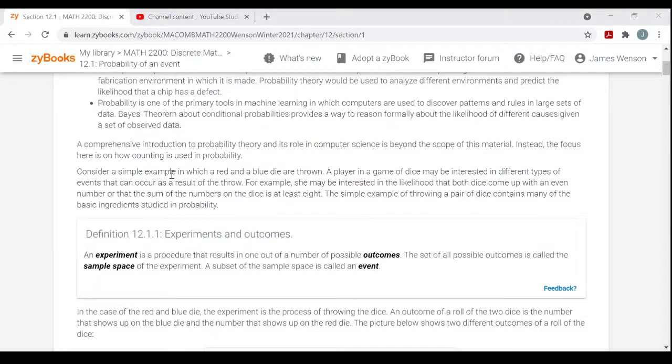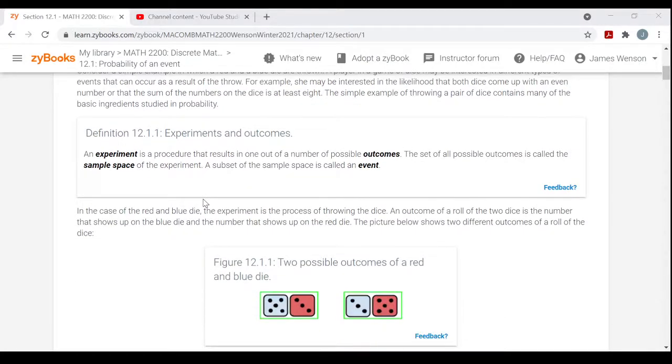So consider a simple example in which a red and a blue die are thrown. A player in a game of dice may be interested in different types of events that can occur as a result of this throw. For example, she may be interested in the likelihood that both dice come up with an even number, or that the sum of the numbers on the dice is at least 8. The simple example of throwing a pair of dice contains many of the basic ingredients studied in probability. Alright, we get into a new chapter, so getting into some definitions here.